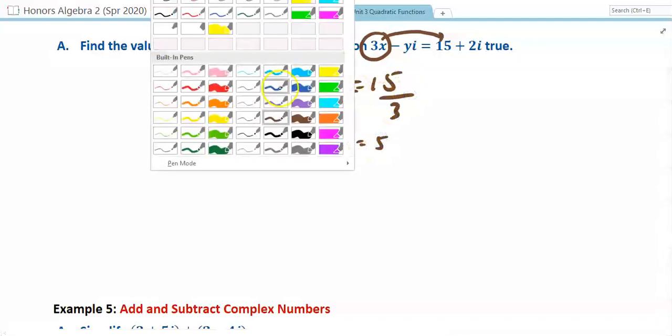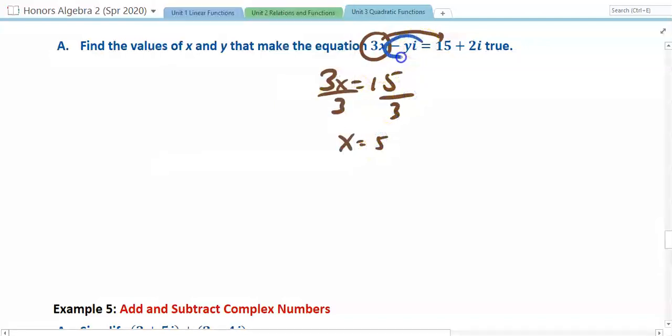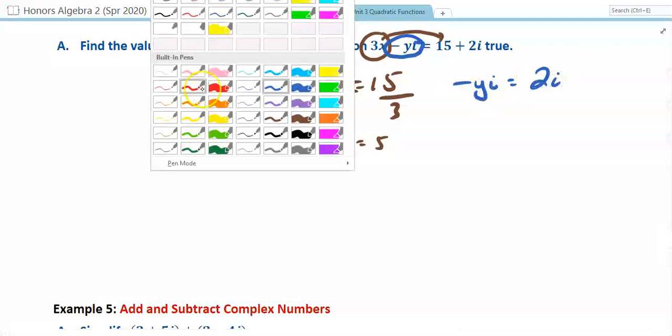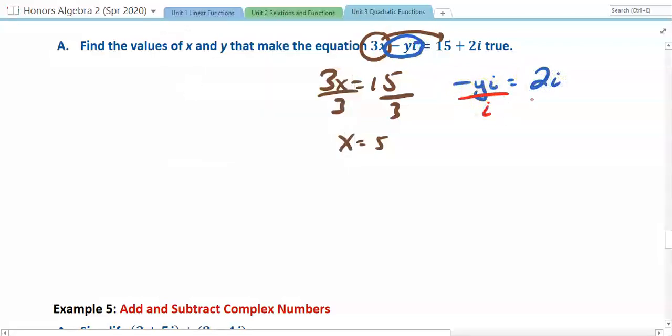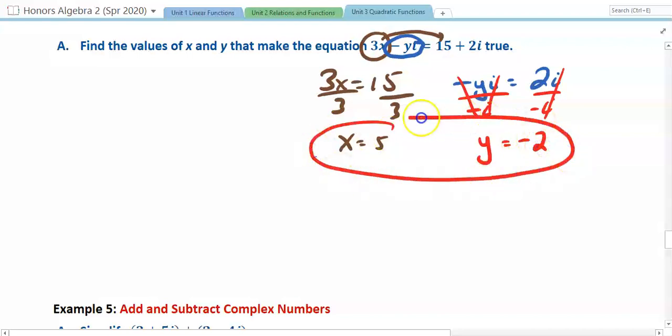And now we look at the i. Let's look at the imaginary portion. It's negative yi. Don't forget that sign. Did you forget the sign? Because if you did, this is going to cause it to be wrong. And so we divide both sides by the i, and I can also divide by the negative to get the y by itself. So I'm going to divide by the negative. And so the negatives become positive, the i's cancel. So we're going to get negative 2. And so my two answers: x is equal to 5, y is equal to negative 2.